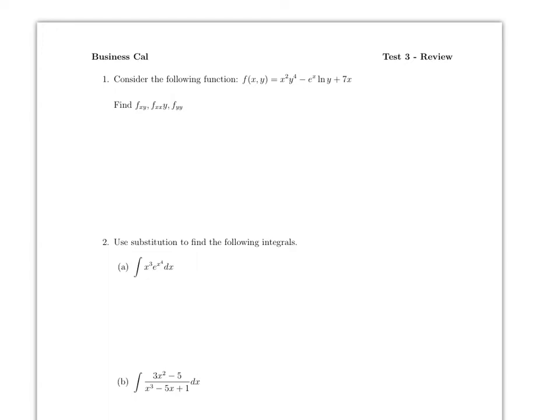So let's start with the derivative of f with respect to x. Remember that if you are taking it with respect to x, that means that y is considered a constant. So you have y in here and y in here. So therefore, the first derivative will be 2x times y to the 4, because y is a constant. The derivative of e to the x is e to the x times ln y, because it's a constant. And then the derivative of 7x is 7.